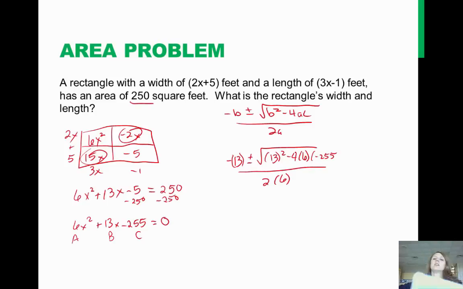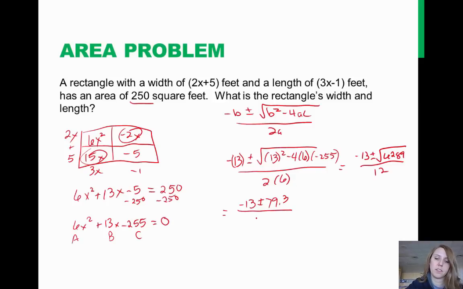If we put this into our calculators, we end up with negative 13 plus or minus the square root of 6,289, all over 12. Then we would have negative 13 plus or minus 79.3 if we take the square root of that, and then divide by 12. So we'll have two answers. Our x could be 5.53, or our x could be negative 7.7.